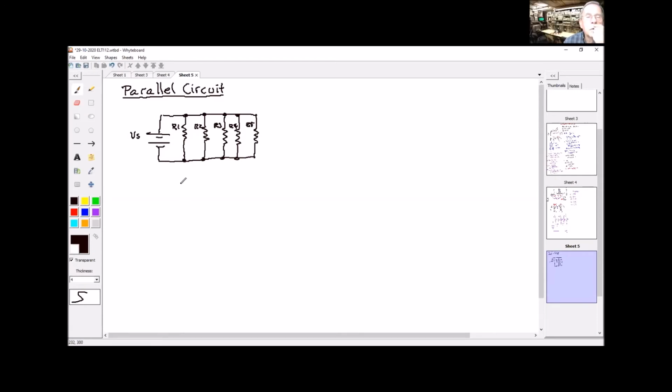Okay, so let's look at this for a minute. This is a wire that goes to here and a wire that goes to the resistor, and that wire continues to here to this resistor, continues here to this resistor, continues here to this resistor, continues here to this resistor.